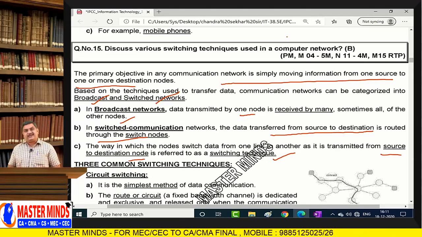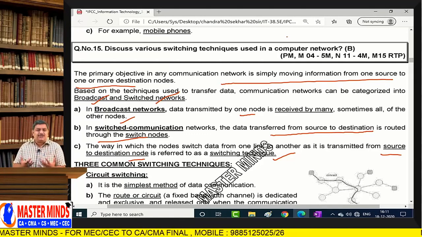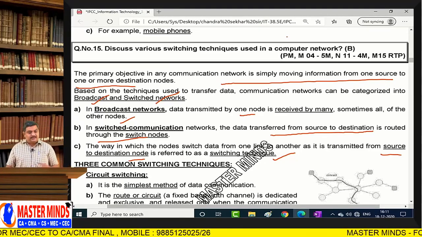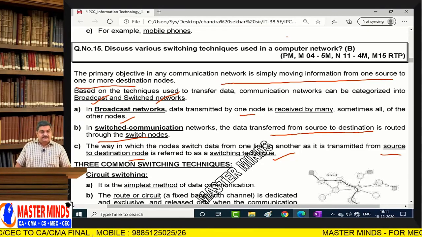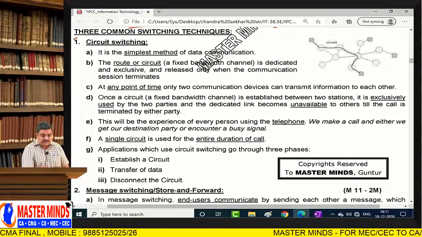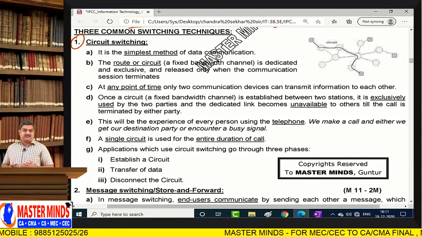So, what do you mean by switching technique? Switching technique is the process of moving, switching means moving, of moving your data from the source to the destination. Okay, it is called as switching techniques. And we have three common switching techniques. The first one is circuit switching, second one is message switching, and third one is packet switching.